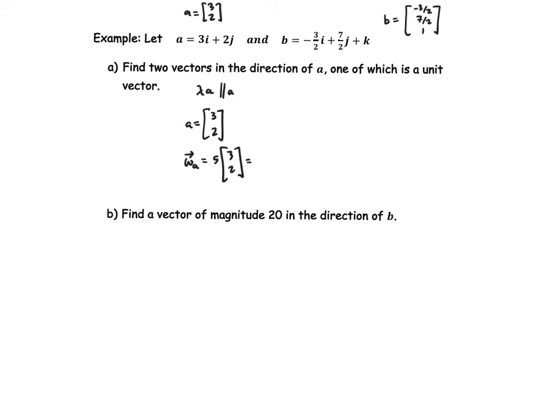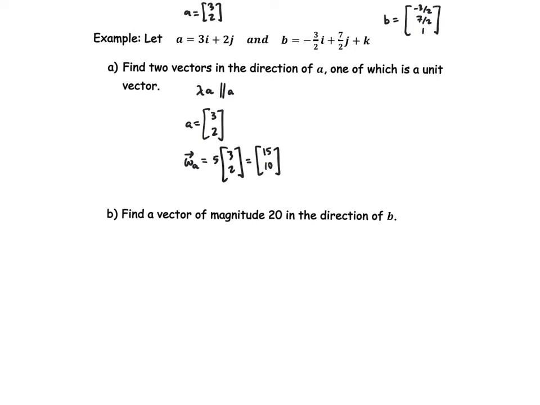Okay, we don't know yet the magnitude of A, but we do know that W sub A would be 5 times the magnitude of A. So we'd have 15 and a 10. Okay, so now let's talk about a unit vector in the direction of A.